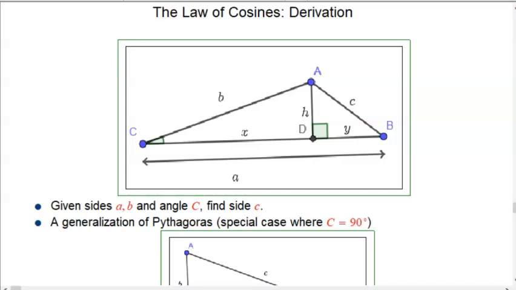Let's look at the derivation of the law of cosines. This is pretty quick, and we've been doing that. It's really a shortcut, or a streamlining of a process that we already know how to do.